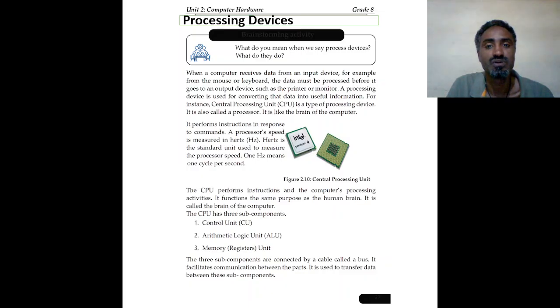It performs operations. When a computer receives data from an input device, for example from a mouse or keyboard, the data must be processed before it goes to an output device. A computer is a device that can input, process, store and output. Therefore, the operation being performed here is processing.